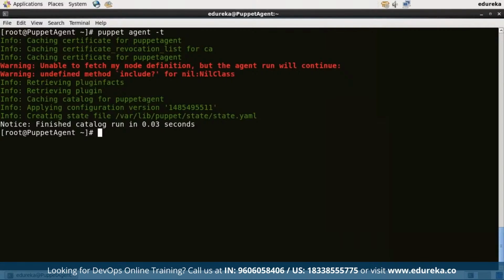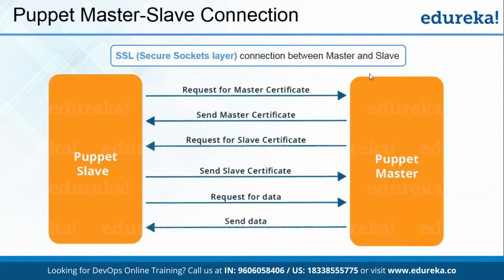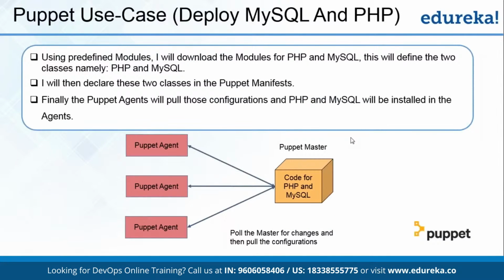Alright, so we have successfully established a secure connection between Puppet Master and Puppet agent. I'll move forward and we'll see what use case I have for you today. What we are going to do in today's session is deploy MySQL and PHP using Puppet.